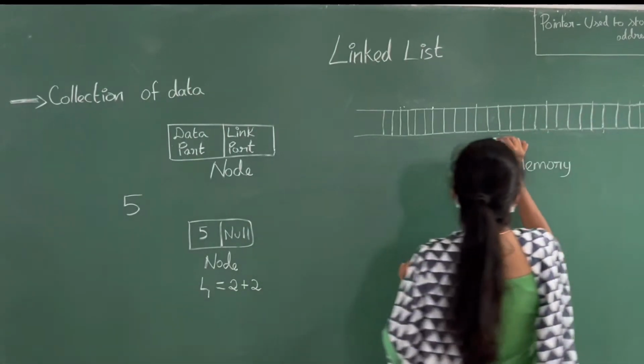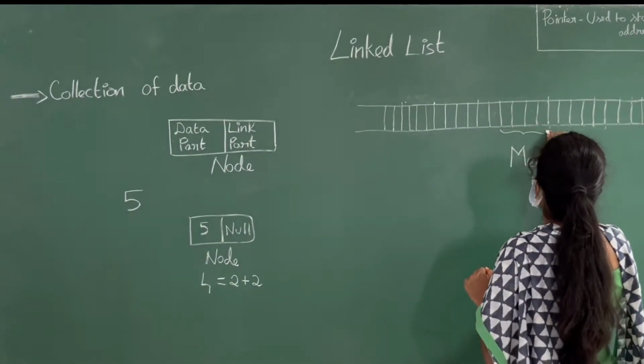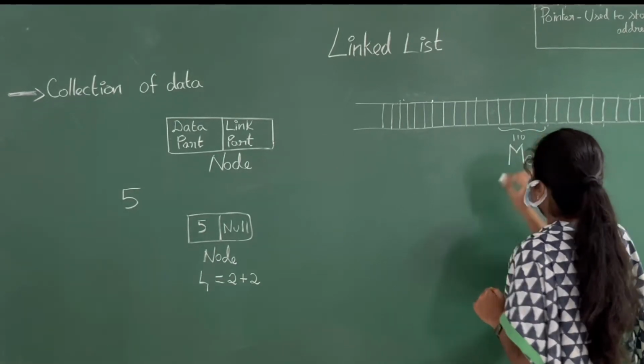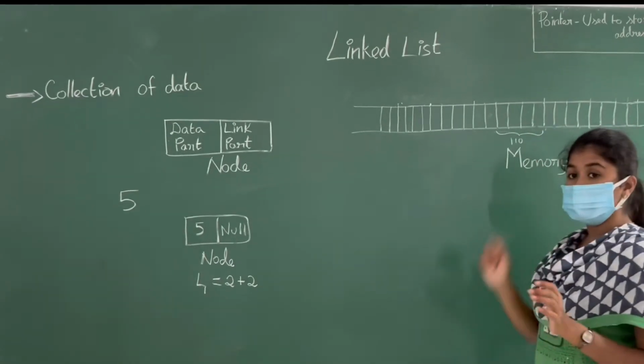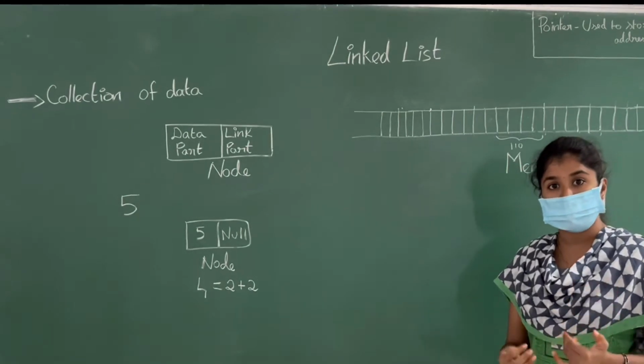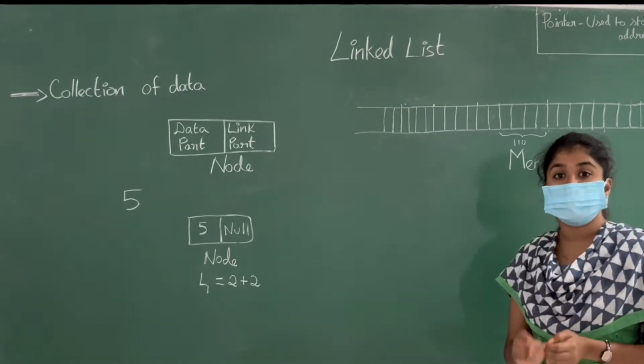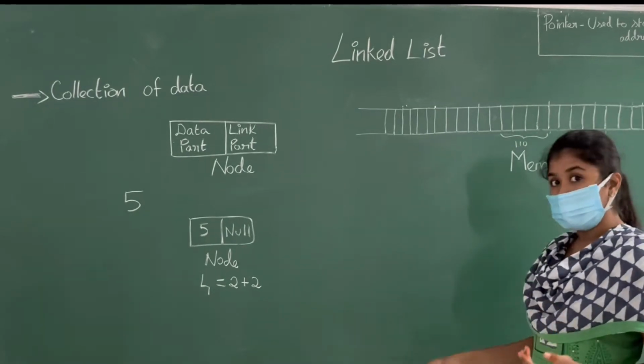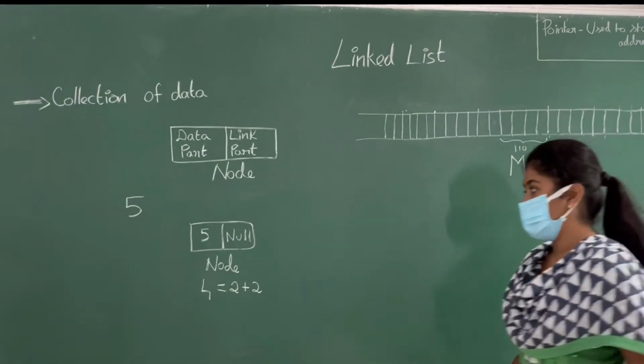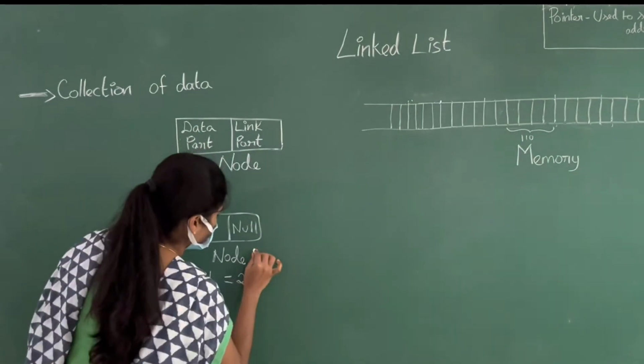This node will be inserted in the memory location 110. This 110 is just an assumption. It is for our convenience, because the address of memory will usually be in the form of hexadecimal. But for our convenience, we are taking it as 110. The address of this node is 110.